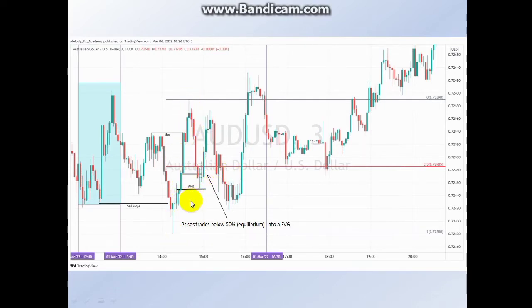So what we do is take out our Fibonacci retracement tool, and we take the measurement from the low to the high, and as you can see, above the 50% level is the premium, and below the 50% level is the discount. So if we are looking to buy this market, we are going to be buying at a discount and selling at a premium.